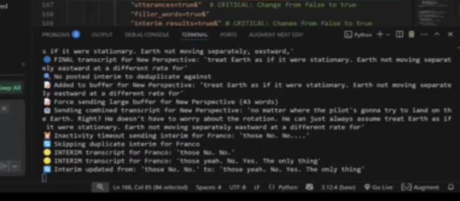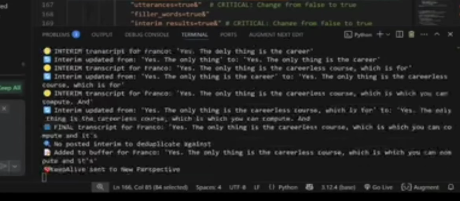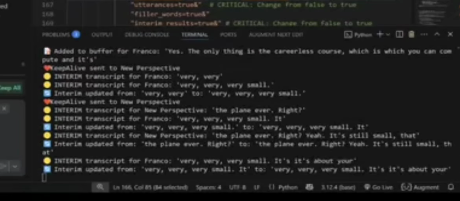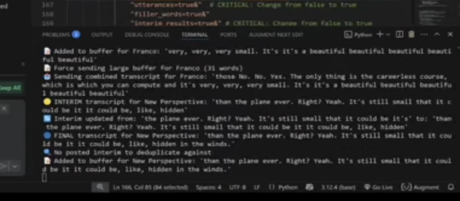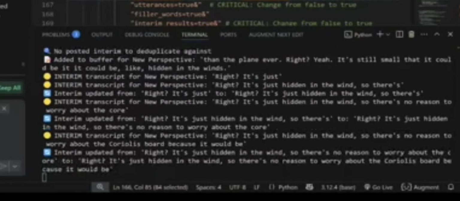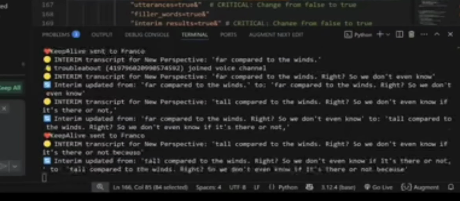Yes. The only thing is the Coriolis force, which you can compute, and it's very, very small. It's so small that it could be hidden in the winds, right? There's no reason to worry about the Coriolis force because it would be very small compared to the winds. So we don't even know if it's there or not because we're ignoring that, right?